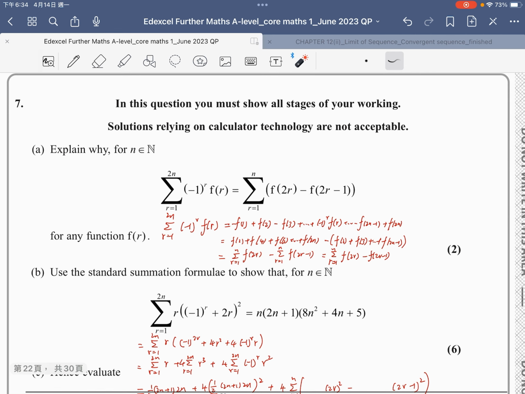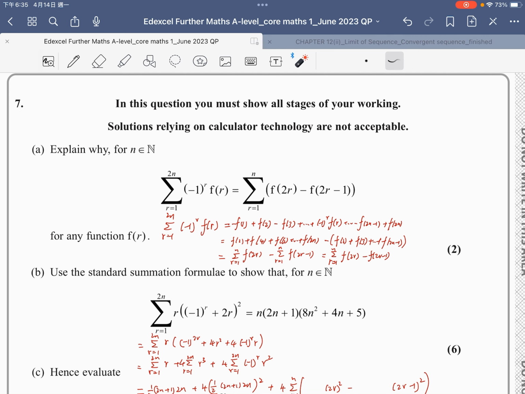And this question is Edexcel Further Maths A-Level Core Maths 1, June 2023, question number 7. This is a summation question. For part A, explain why for any n belonging to the natural numbers, the summation from r equals 1 to 2n of negative 1 to the power r times f(r) equals the summation from r equals 1 to n of f(2r) minus f(2r minus 1).